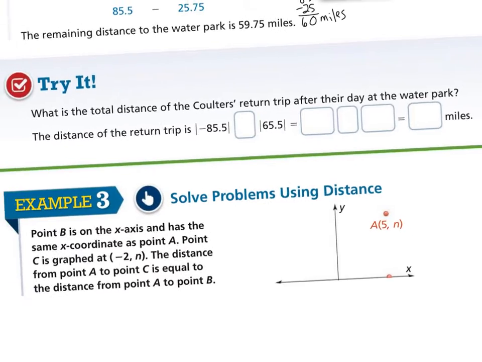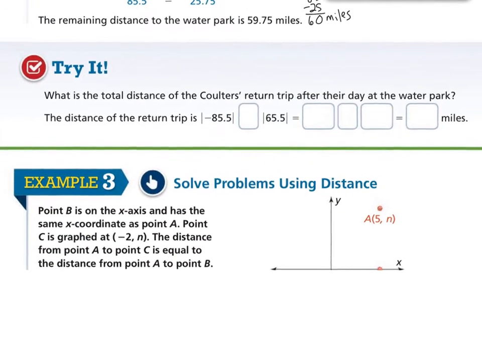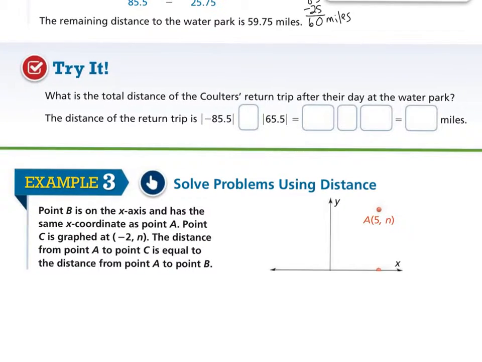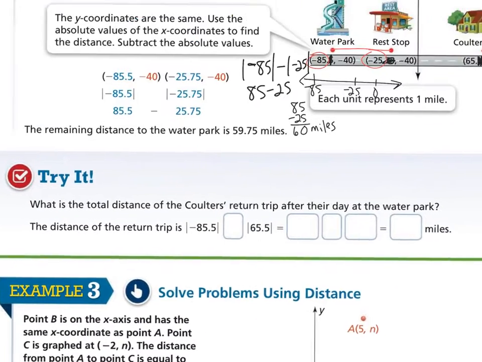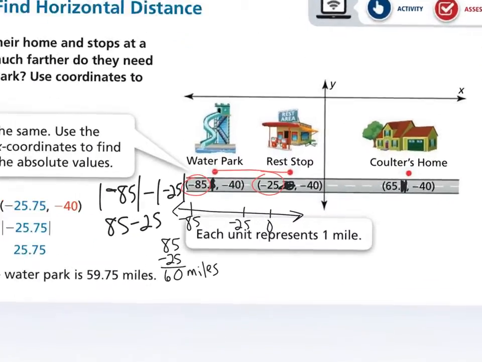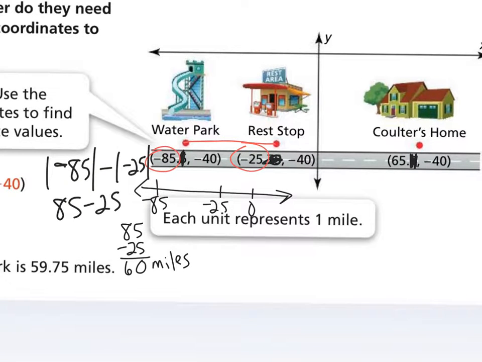So if you look at the try it, it says what's the total distance of the return trip after their day at the water park. Okay, so the total distance for their return trip means we're actually going from the water park to their house. So again, the y values are the same, x values are what's different. So what you might want to do on this one, these are in different quadrants.